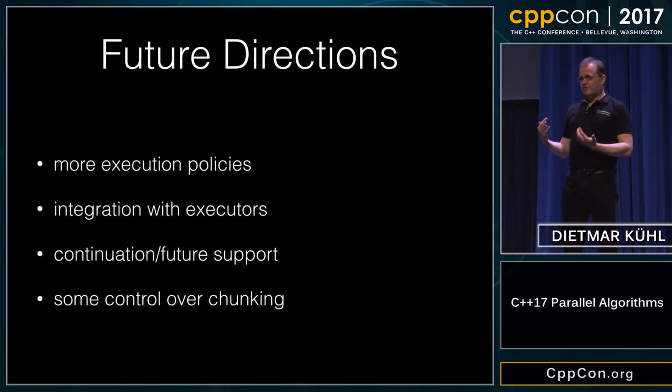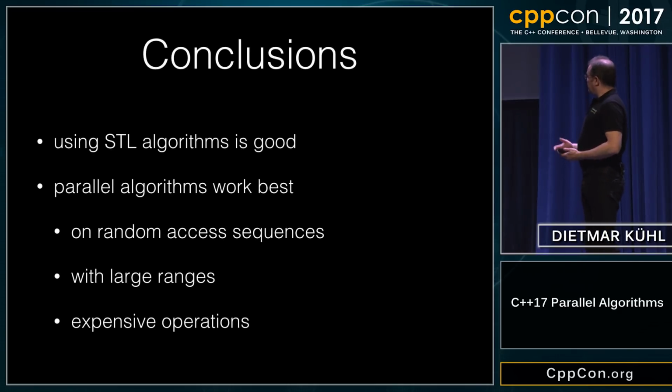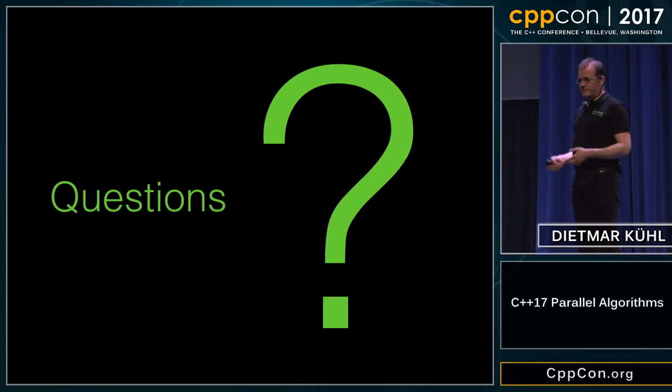Because if you look at something like sort, that may actually want to invoke memcpy on integers rather than trying to swap these guys. But a constant expression version would not allow that. So there's a potential idea to actually kind of abuse the execution policy. And yeah, so in my opinion, using STL algorithms is good. You can then sprinkle the execution policies. And the parallel algorithms work best on large and random access stuff. And with that, I think we have some time for questions.